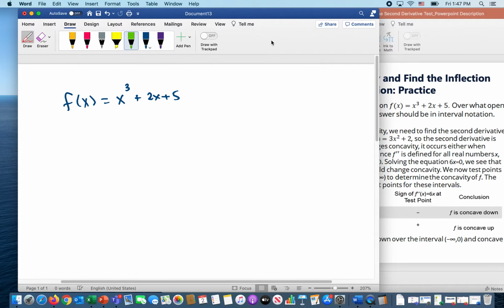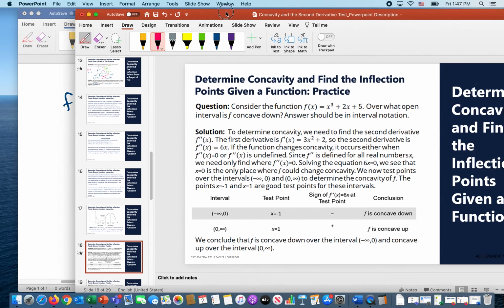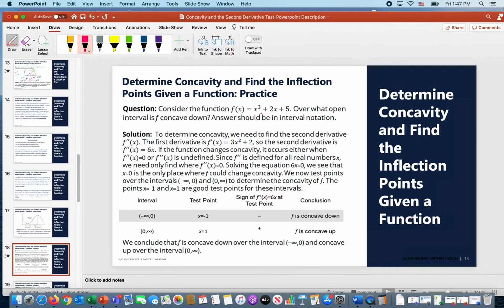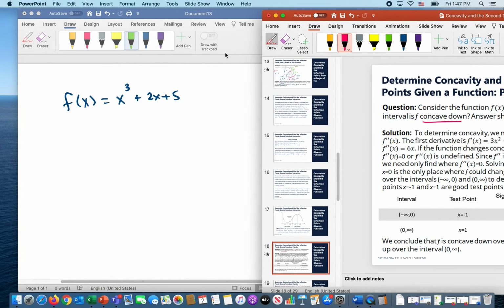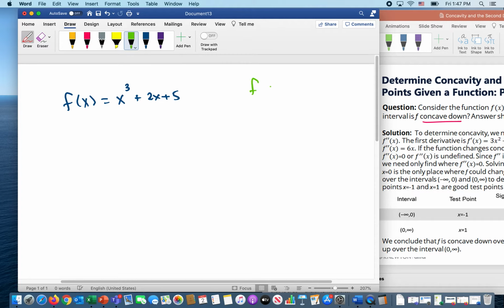So the question at hand here is, consider the function f of x, right? Over what intervals is f concave down? And the answer should be in interval notation. So because we're looking for when f is concave down, that is an indication to us that we want to know when is f double prime less than 0, or when is f double prime negative.